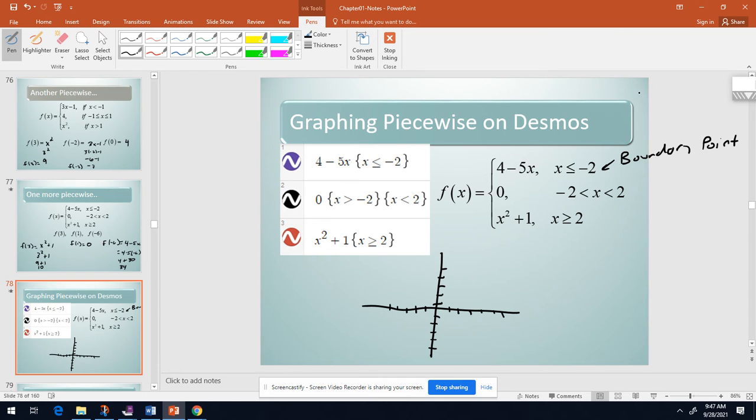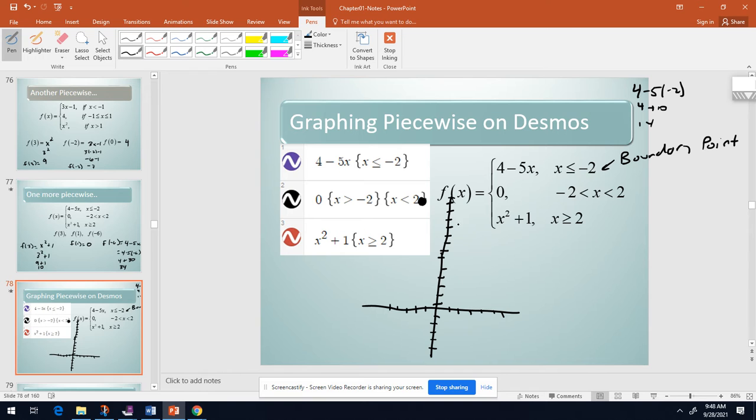So I want you to plug -2 in here. I'm going to go 4 minus 5 times -2, which is 4 plus 10. I'm going to get 14. So the first point I'm going to plot here is -2, 14. I'm going to go left 2, up 14. My graph's going to be kind of rough here. -2, 14. So there is that first point. Notice it's a closed dot because it is included, since it's less than or equal to.